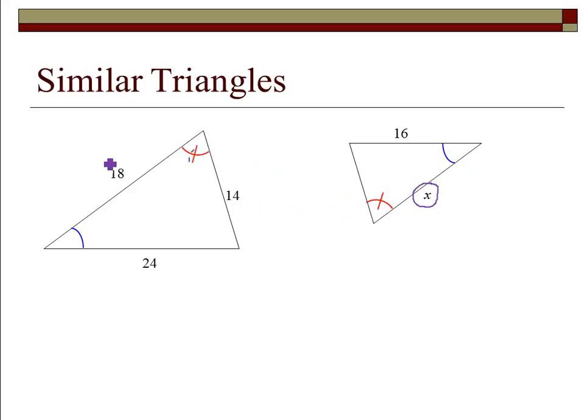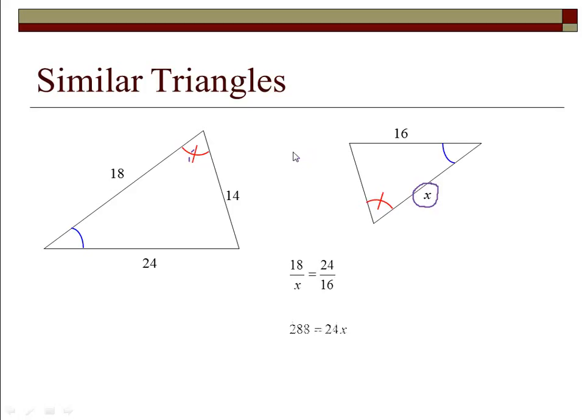So x is going to match with 18. I'm going to go from left to right again, so I'm going to do 18 is to x. Now I have to find the side that matches with the 16. Well, 16 had this single arced angle, which would match the single arced angle down here. So I'm going to do 18 is to x as 24 is to 16.